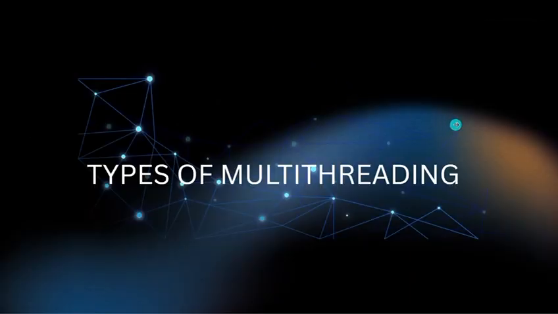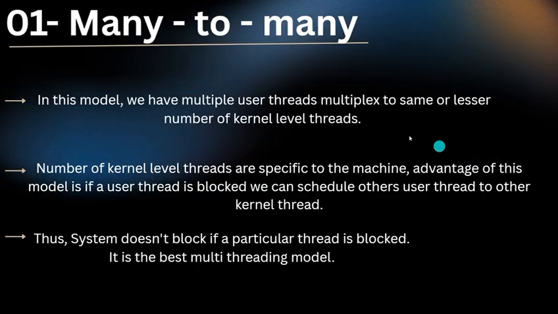Now let's see the types of multithreading model. The first one is many-to-many multithreading model, which is an advanced threading approach where multiple user threads are mapped to multiple kernel threads. This allows several threads to execute concurrently while maintaining flexibility and efficient CPU utilization.